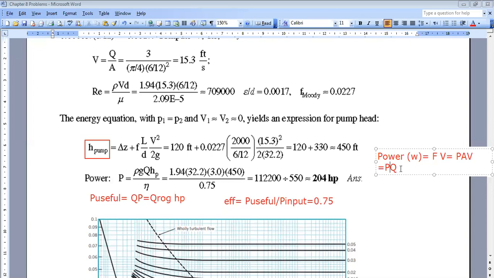This is why when you want to compute the power of the pump, you do rho G, which is gamma, times H, which gives a term with a unit equivalent to pressure, and then you multiply by the volumetric flow rate to get the useful power of the pump. And since you need the total power, you divide by the efficiency.